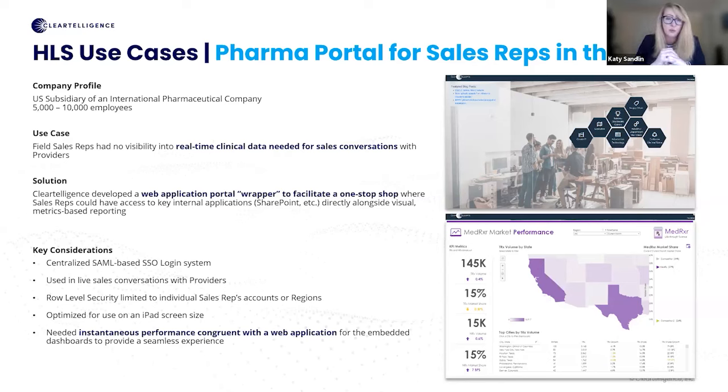The solution was that Cleartelligence developed a web application portal wrapper to facilitate a one-stop shop where these sales reps could have access to key internal applications like SharePoint and other documentation and links that they needed for these conversations, directly alongside visual metrics-based reporting. You'll see two quick screenshots on the right. This is an anonymized version of our portal and of the type of reports provided. This is not the actual solution delivered to the customer, but it was along these concepts.